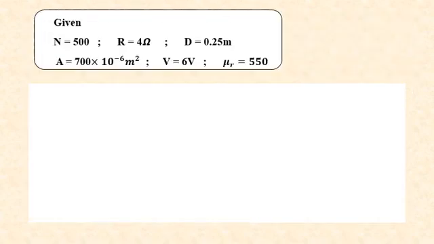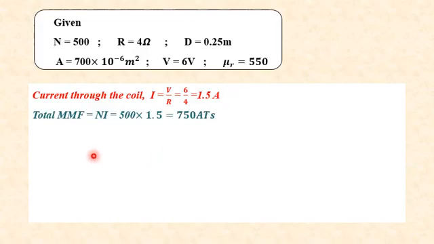So first thing we need to find out is the current through the coil. Current through the coil is equal to voltage across the coil by resistance in the coil. So that is I equal to 6 by 4, which is equal to 1.5 amperes. Now we can find the total MMF as total MMF is equal to N into I, that is 500 into 1.5, and it will be obtained as 750 ampere turns.